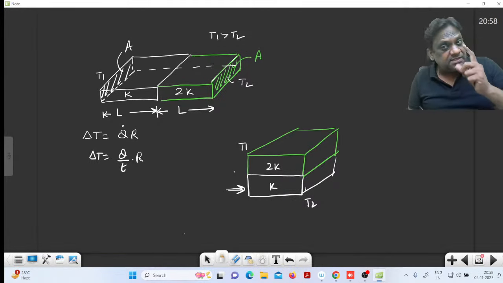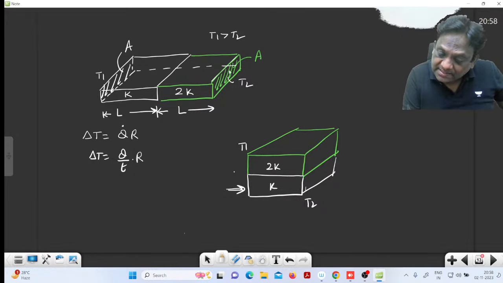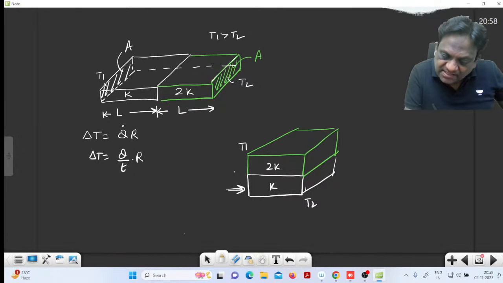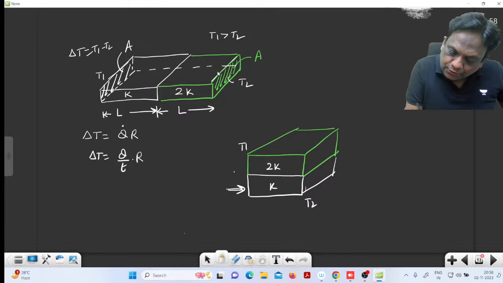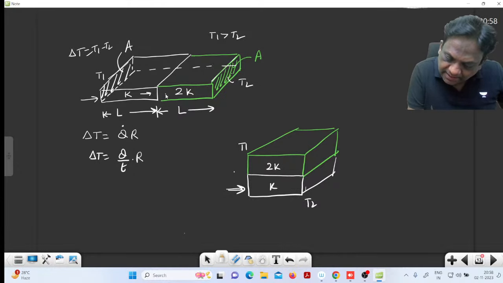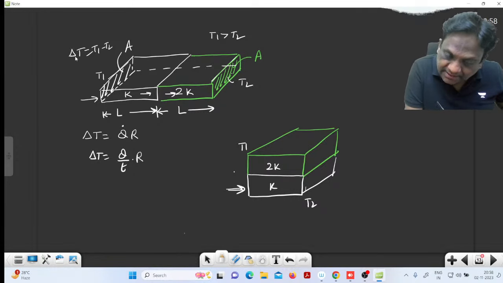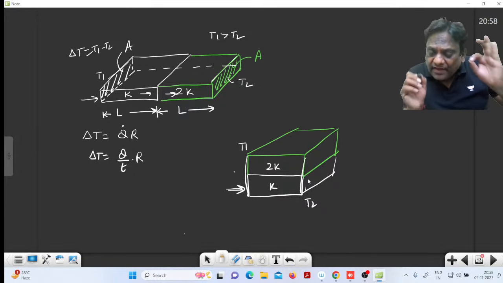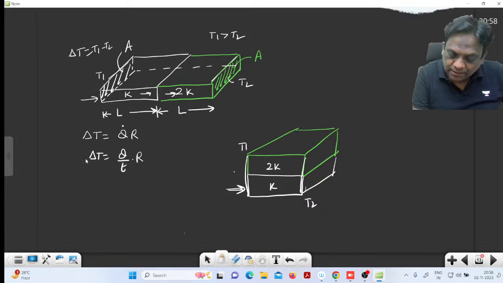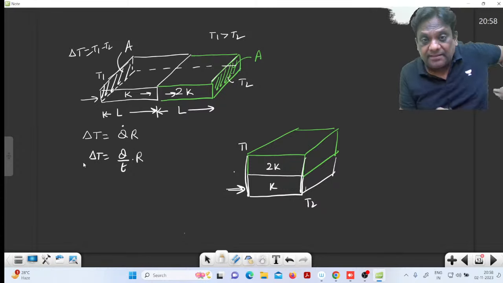No problem. What is he saying, sirs? In both the cases, the end temperatures are the same. So in the first case, delta T is equal to T1 minus T2. Heat is flowing along the length, so the resistances are in series. It's flowing like this, so this is T1, this is T2, delta T. In the second case, this is T1, this is T2, again delta T. In both the cases the temperature difference is the same, तो ये constant है.